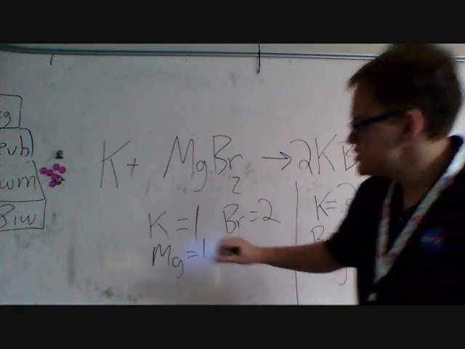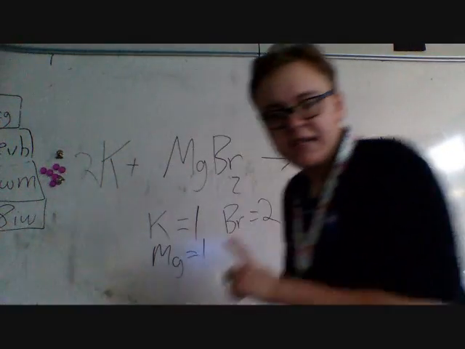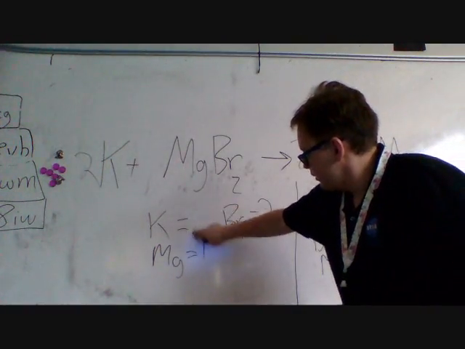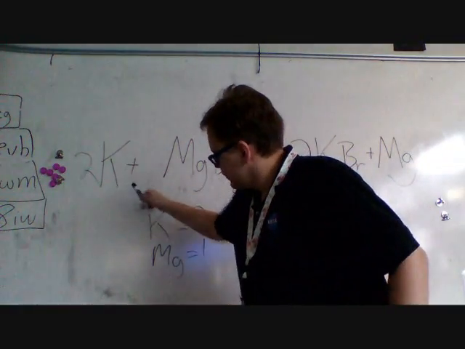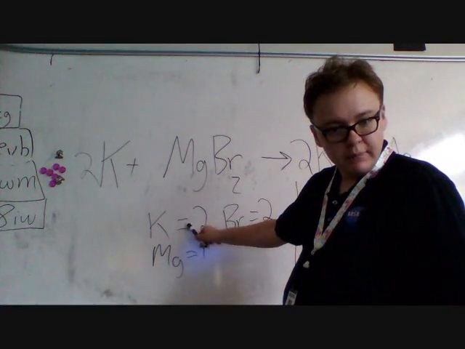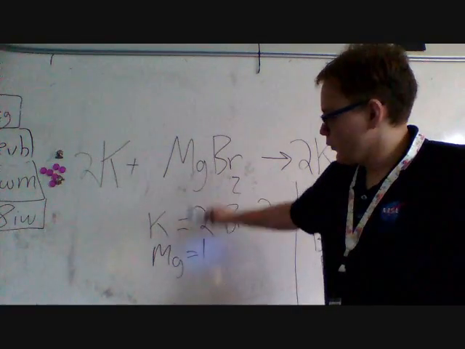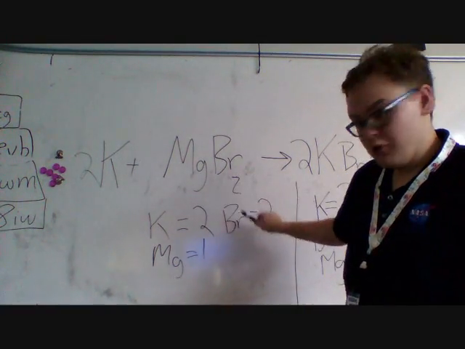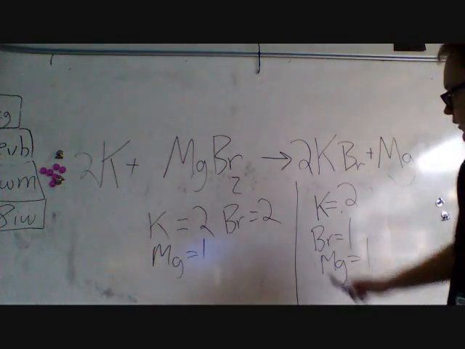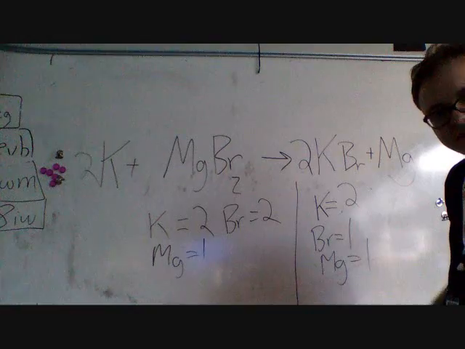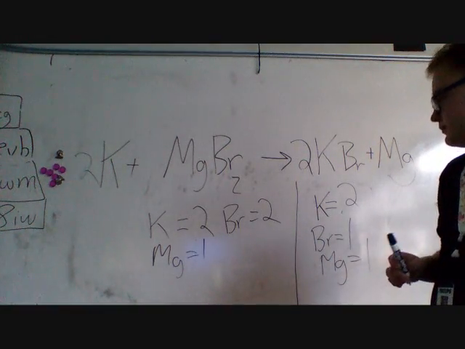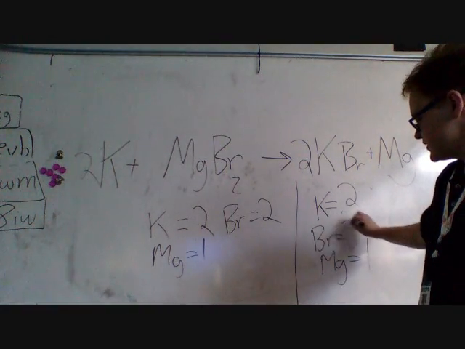Well, what if we just stick a 2 right on that potassium? Now, everything is balanced. Double check. We've got 2 potassiums. We've got 1 magnesium. We've got 2 bromines. On the right side, 2 potassium, 2 bromines, 1 magnesium. We are all set.